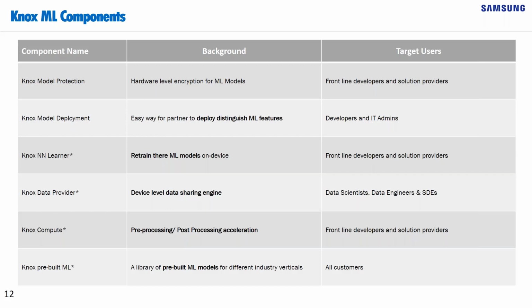The fourth component is Knox Data Provider, where you will get direct ML-ready data, which is very rare data points that are really needed for your AI model development, and all can be provided from the Knox Data Provider. Knox Compute is pre-processing and post-processing acceleration.